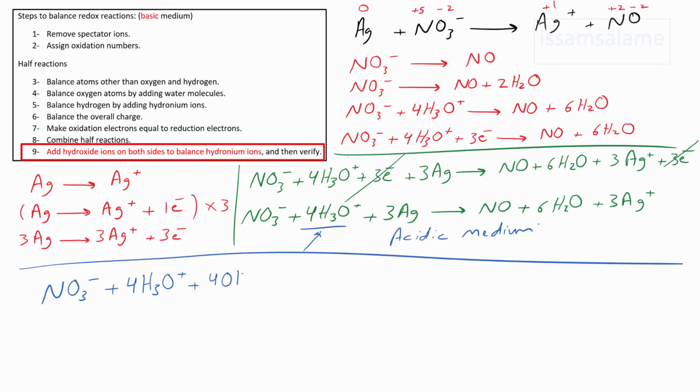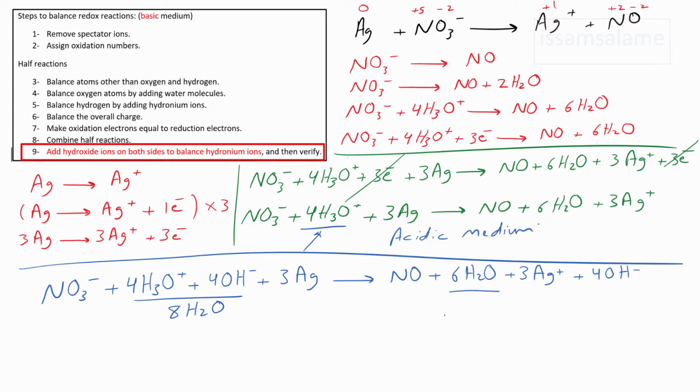As you can see here, we have 4 hydronium ions, so we should add 4 hydroxide ions to both sides of the reaction. By adding hydroxide ions to hydronium ions, we get water molecules, and then we should cancel the spectator water molecules, which are the water molecules that are in common between the reactants and the products. One thing that you should keep in mind is that when we add a hydroxide ion to a hydronium ion, we get 2 water molecules. So here, if 4 hydronium ions are added to 4 hydroxide ions, we are going to get 8 molecules of water.